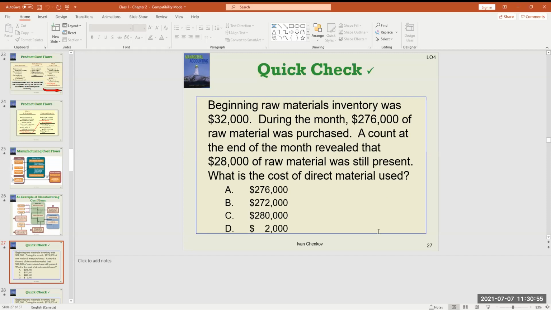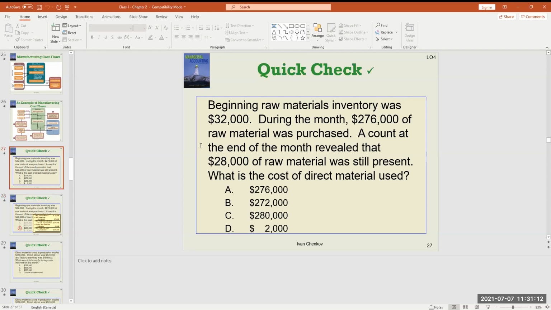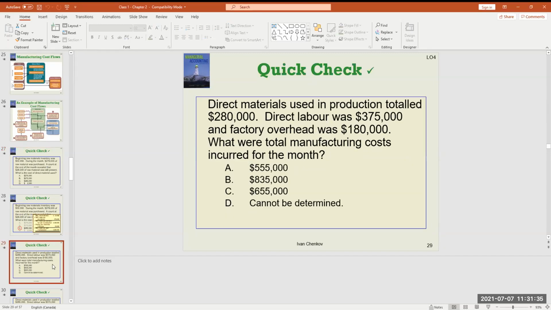280,000. Is it? Or more? 280. So what are we going to do? Beginning balance plus the purchases minus the ending balance gives us 280. The other way you can think about it is my beginning balance is 32 and my ending balance is 28. So from my beginning balance, I used an additional 4,000. 276 I purchased and I used 4 more. That's 280. That's my answer. That's another way to calculate it faster.